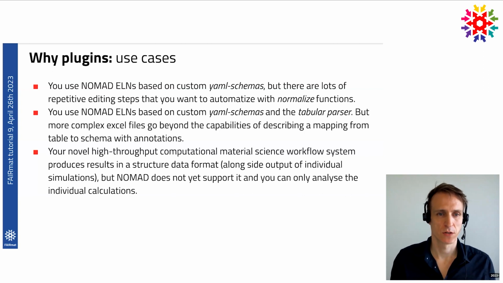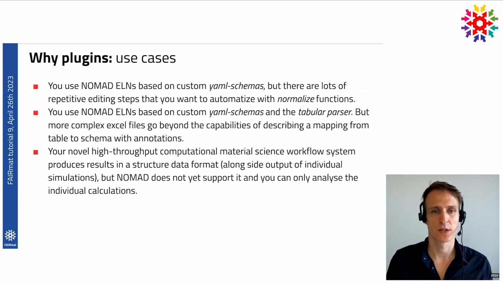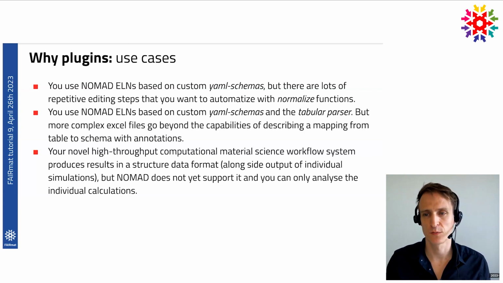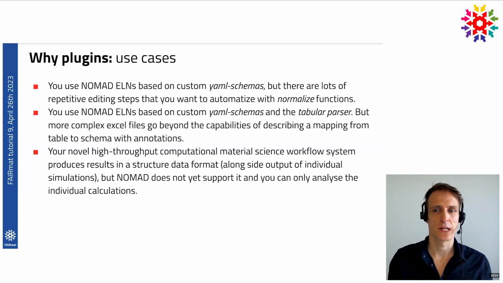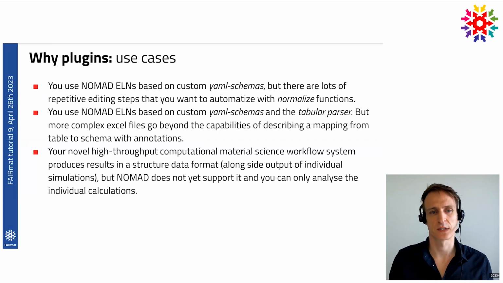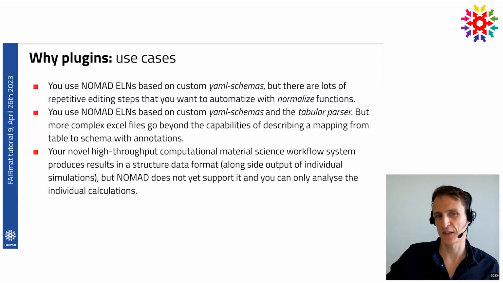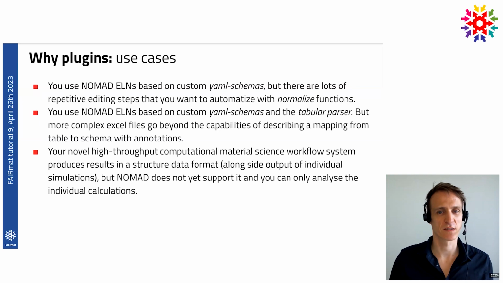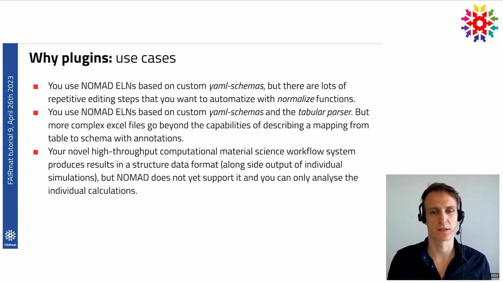So for example, imagine you're already using Nomad ELNs, for example, and you do this based on the custom schemas in YAML format that you have learned about in one of the prior tutorials. But when you use your ELN, you have lots of repetitive editing steps, and you could imagine that some of the stuff could be automatized, right? So, for example, every time you mention a user or something like this, and then you have to also give the affiliation and their full name and the email address and all these kind of things. Well, it's imaginable that this kind of stuff is automated, right?